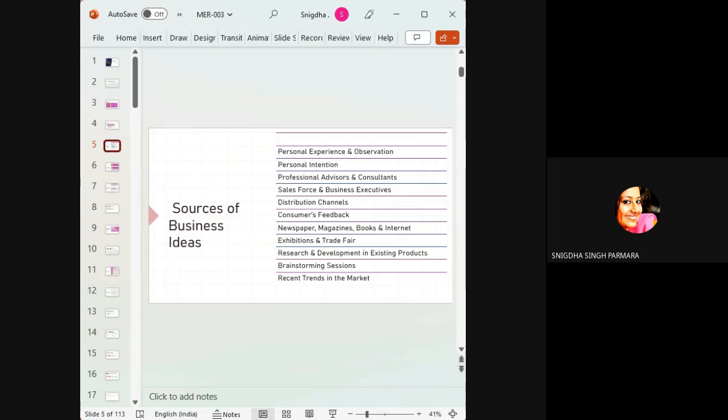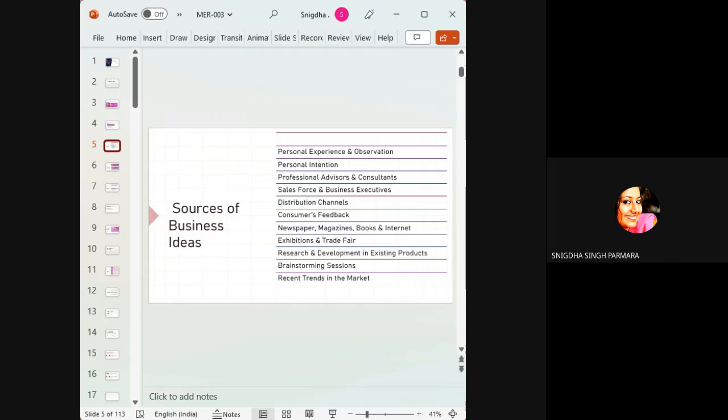Professional advisors and consultants. There are advisors and consultants out there in the market for taking their advice, for availing their advice and consultancies. You have to pay a fee, and then they give you their advice, they tell you what new innovative thing you can come up with.